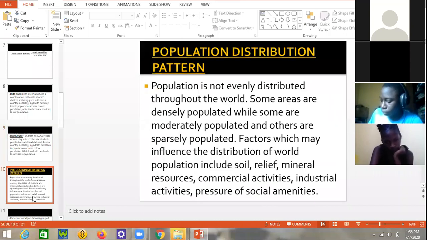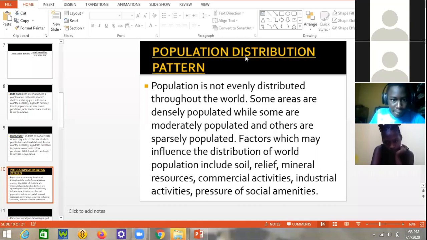What are the population distribution patterns we have in the world today? All over the world, population is not evenly distributed. That is a fact. What do we mean by that? It means in some areas you have high population, in some areas the population is low. That is why we said they are not evenly distributed. Some areas are densely populated, some are moderately populated, and some others are sparsely populated.